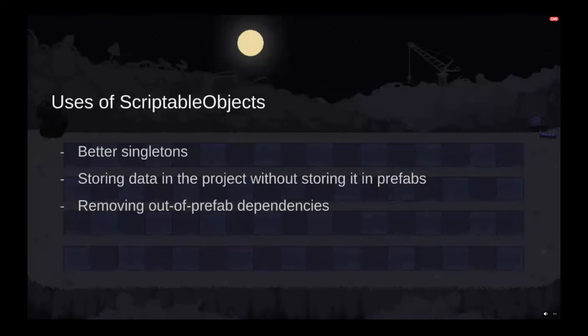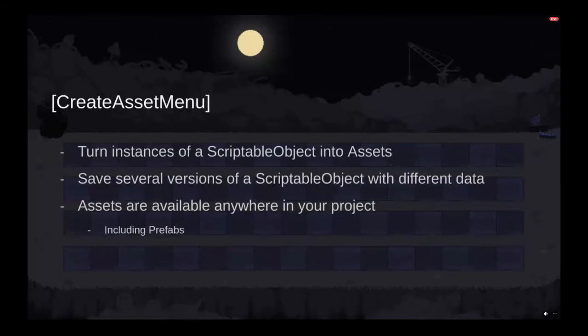They let you store data in the project. I'll go more into each of these later. We're getting back into where we were before the restart. The last thing before we get more into this is the CreateAssetMenu attribute, which just lets you create an instance of whatever scriptable object you're using.